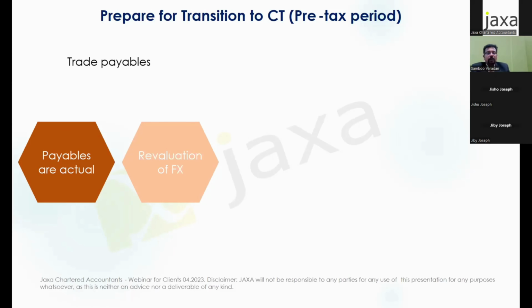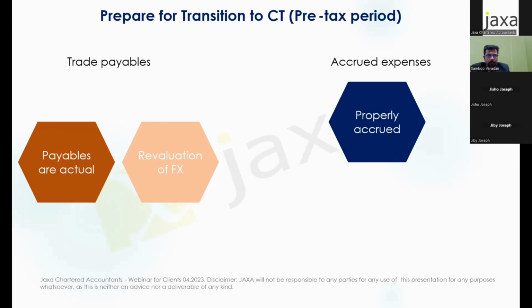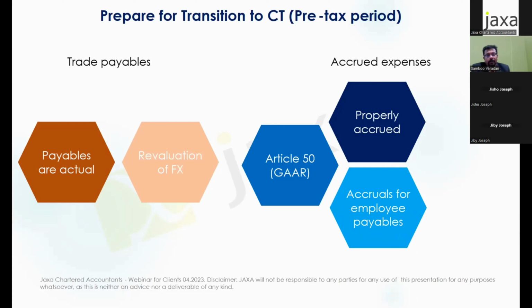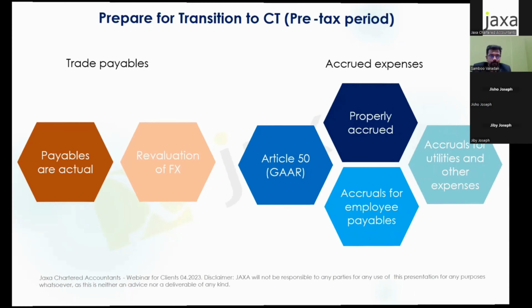Now, regarding accrued expenses, make sure that all expenses incurred in 2023 are properly accrued in the books of accounts, on time, and don't delay the accounting of expenses just to gain a corporate tax advantage, which will come under Article 50 and be treated as a tax abusive transaction. All recurring expenses, such as electricity, telephone, cleaning, etc., need to be properly accrued on a timely basis.